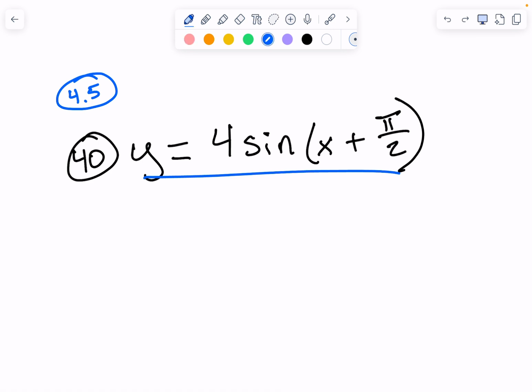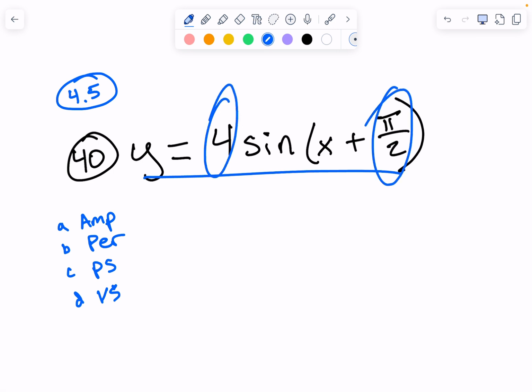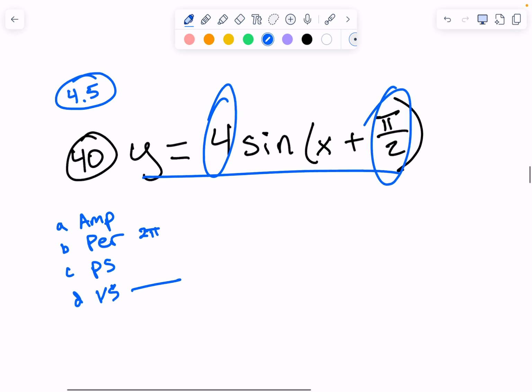When you go to graph this, I still write out my amplitude, my period, my phase shift, my vertical shift, right? This one is A, this one is B, this one is C, this one is D, right? We only have which two? We only have an A and we only have a C. So the period is still going to be 2 pi, there's no vertical shift, and that's all we have, right? So our amplitude now is 4, so he's taller than normal.